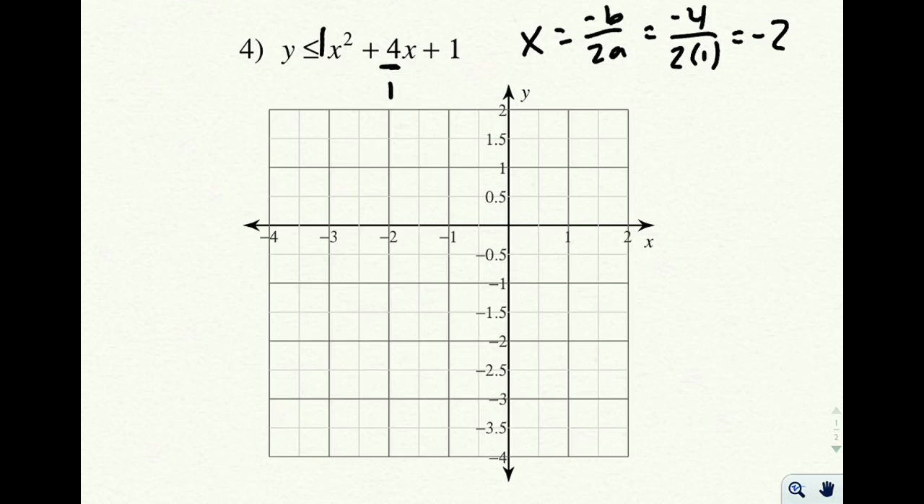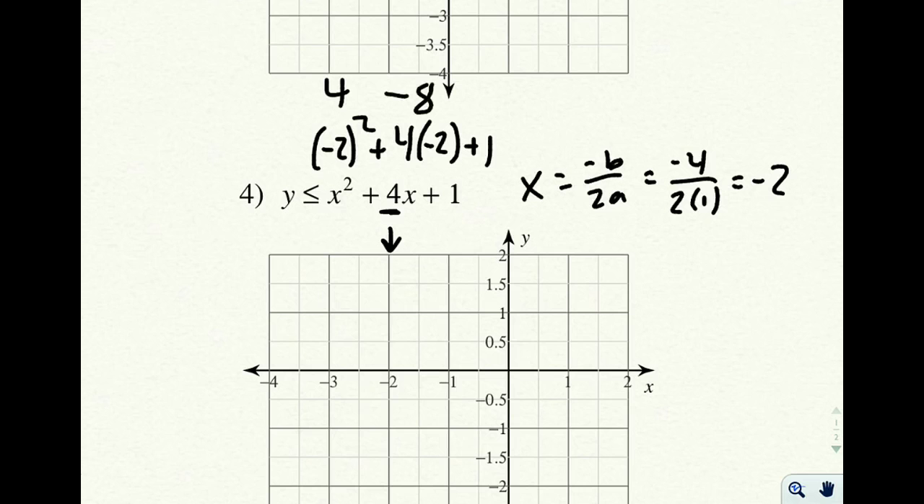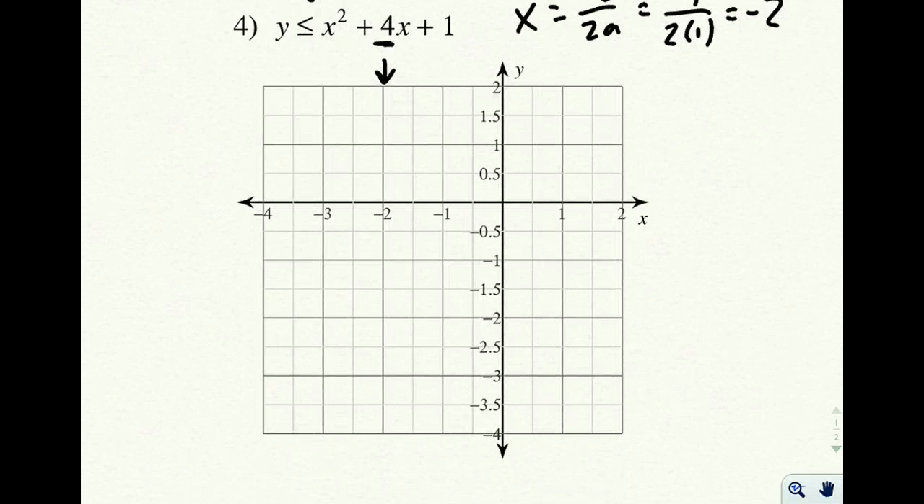So I'm looking somewhere along this line right here. And I take that negative 2 and I plug it back into my equation. I'm always careful to use parentheses when I plug it back in, especially with the squared term, whenever I have a negative. And so negative 2 squared is a positive 4. 4 times negative 2 is a negative 8, and then plus 1. So 5 minus 8, that's a negative 3. So our vertex is going to be over or back 2, down 3 right there.